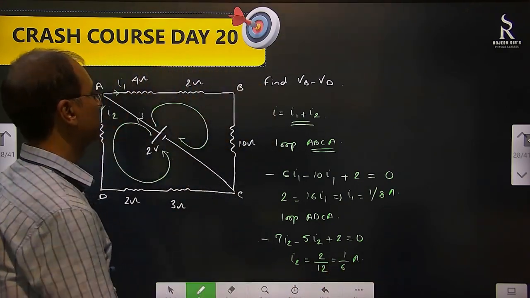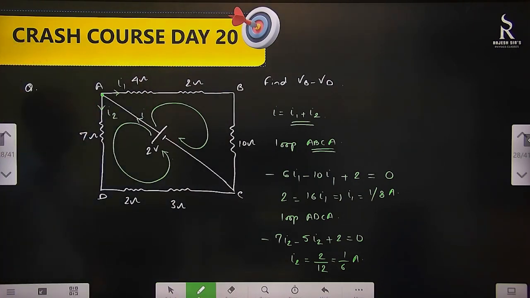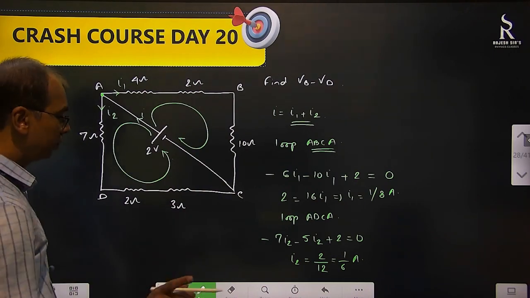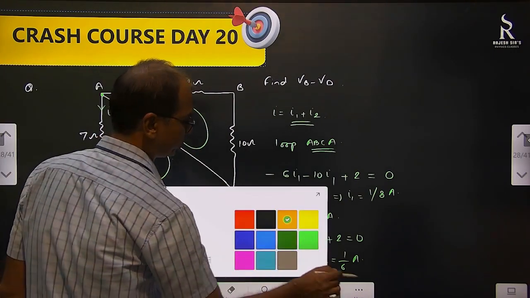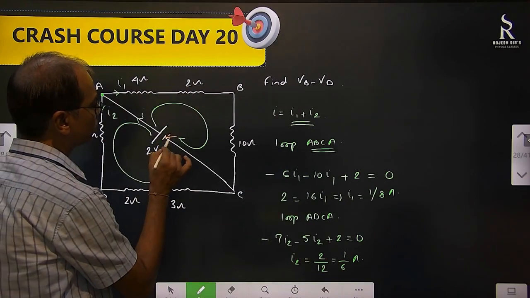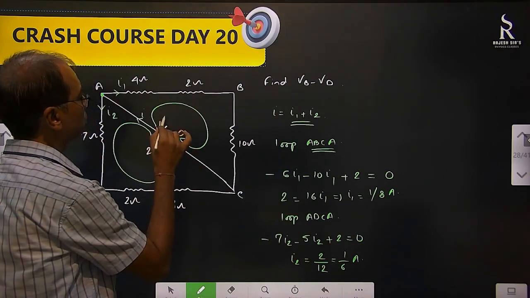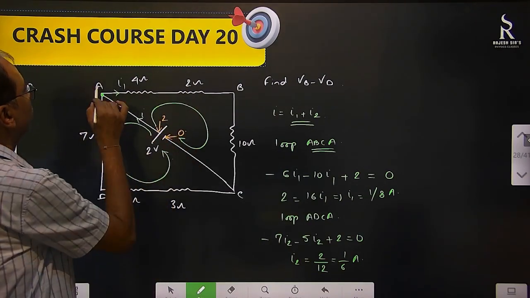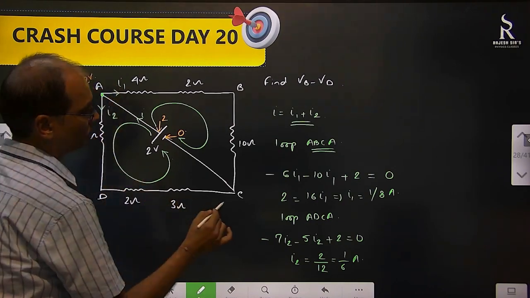But what was the question? Question is find VB and VD. Okay, fine. We'll find VB and VD. VB minus VD, not VB and VD. Okay, so what to do? Consider here 0. Consider here 2. Okay, so VA we are saying is 2 volt and here is 0 volt.